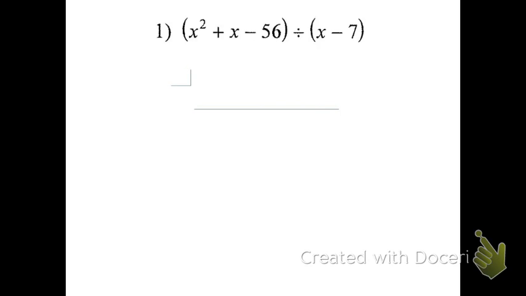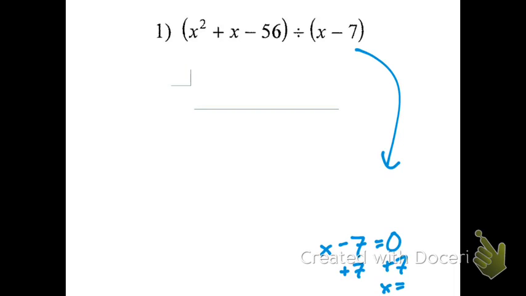Now, the rules. You see the x minus 7 up here? Imagine if x minus 7 was set equal to 0. First thing you have to do is solve for x. So plus 7, x is equal to 7. The reason we did that is because 7 goes in the box. Step number 1, know what goes in the box. 7 goes there.